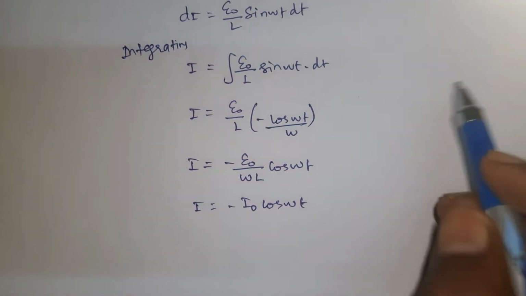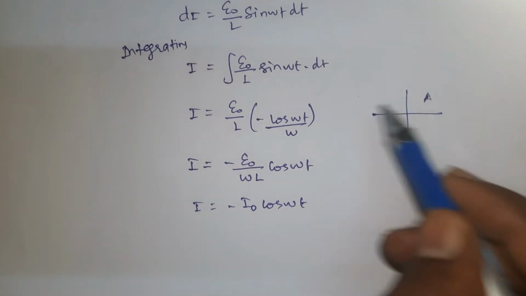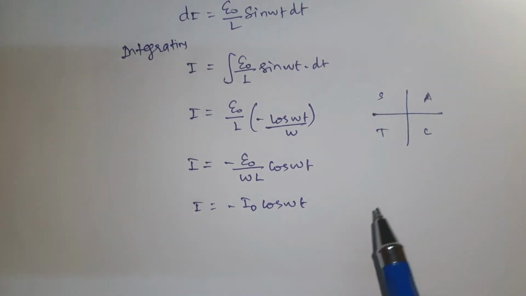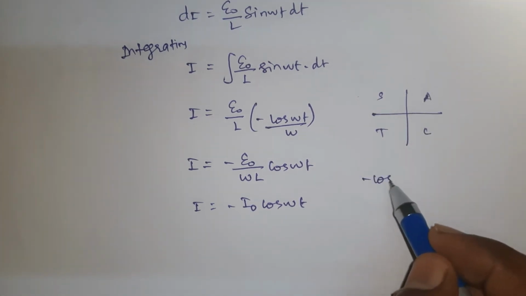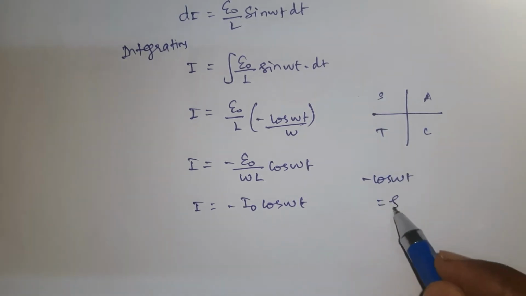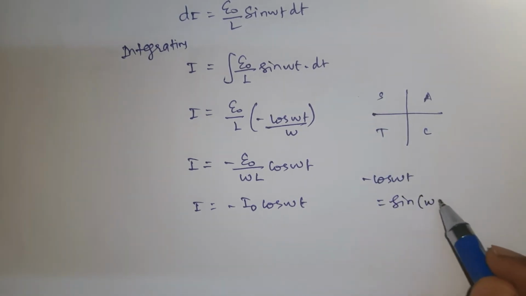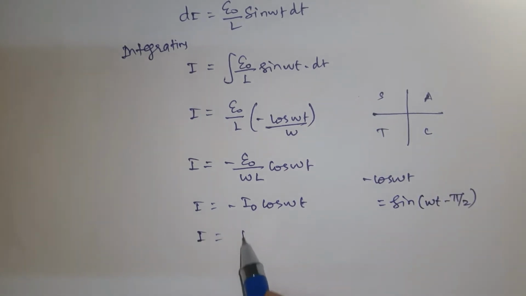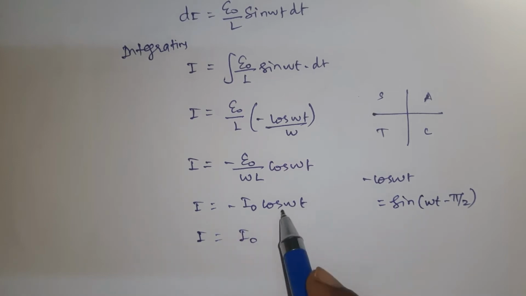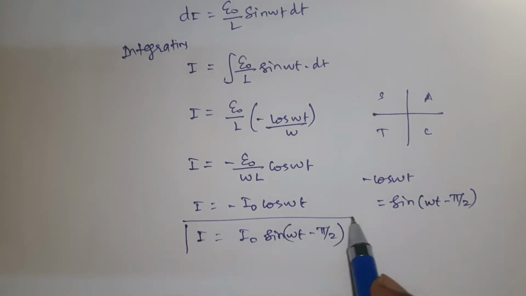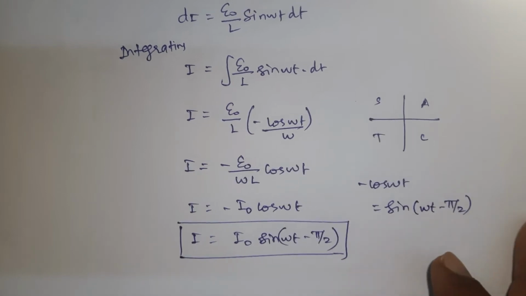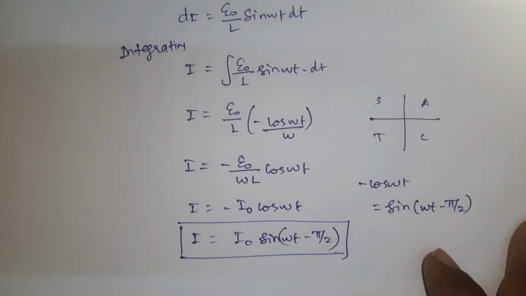From the four quadrants, from this trigonometric function concept, minus cos omega t is equal to sine omega t minus pi by 2, so that I is equal to I naught. Instead of minus cos omega t, we can substitute sine omega t minus pi by 2. This is the current equation when an AC source is connected to a pure inductor.